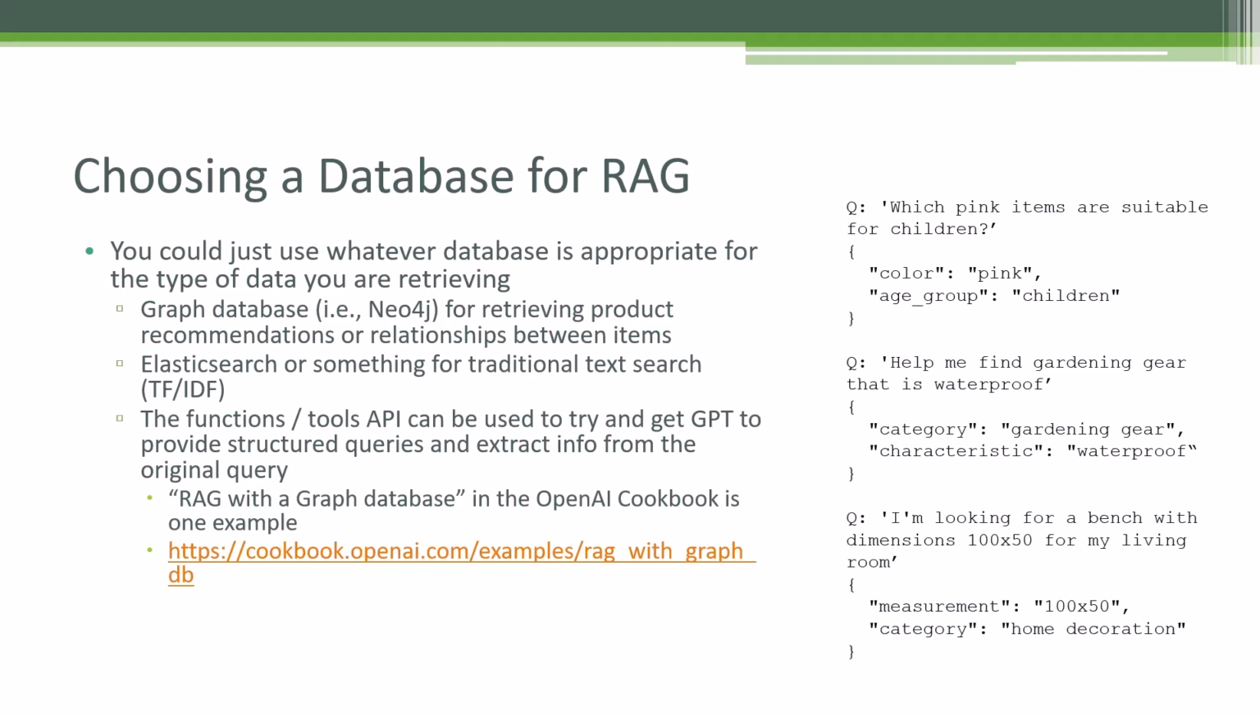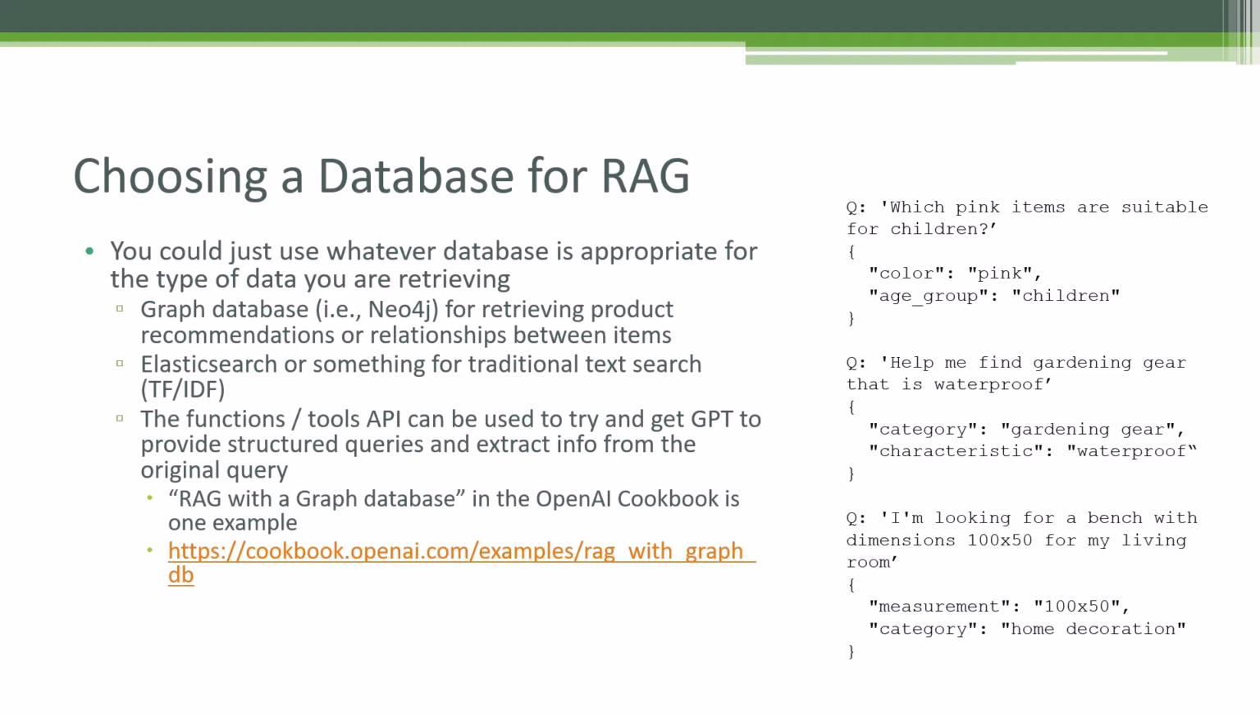Another approach, though, is instead of just doing a prompt injection like that, you can also do something a little bit more principled. So you can use the Tools API in the OpenAI API, for example, and use that to try to get GPT to provide structured queries to inject into your actual modified query, right? They have an example online called RAG with a graph database. That's one example of how to do this. There's a link here if you want to go check it out. But that's what this stuff on the right here is doing.